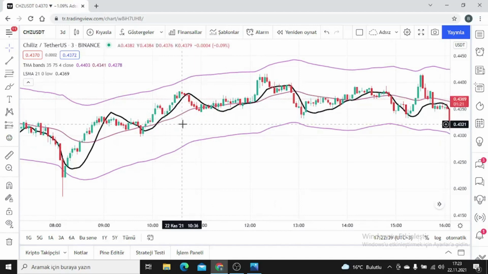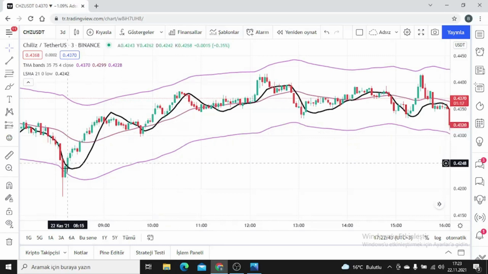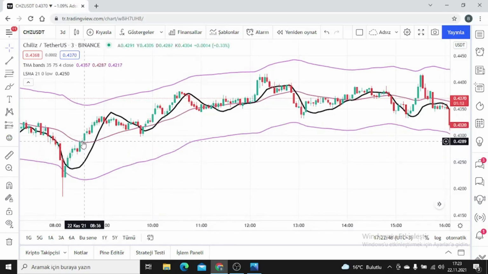You can think of TMA bands as a Bollinger Band, but they are wider than Bollinger Bands. Bollinger Bands will stay smaller in the 3-minute period. Friends, here we can think of TMA bands as Bollinger Bands, and for this I opened up TMA bands.